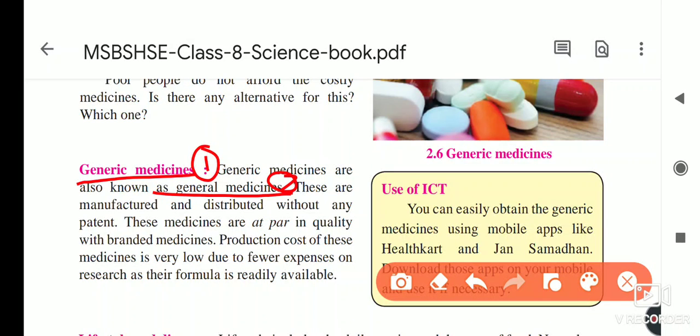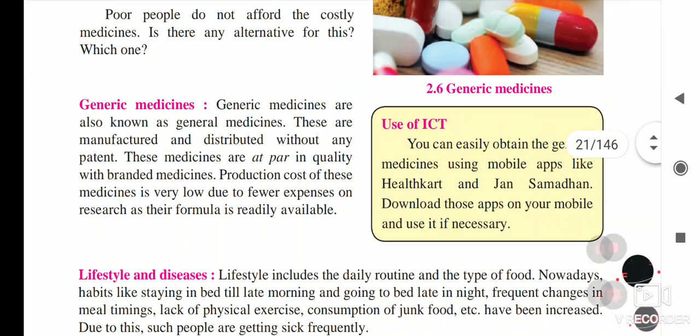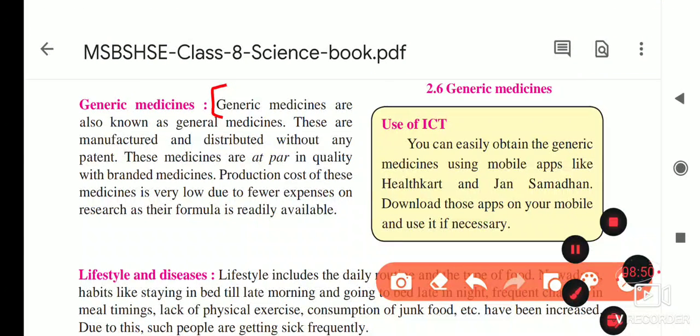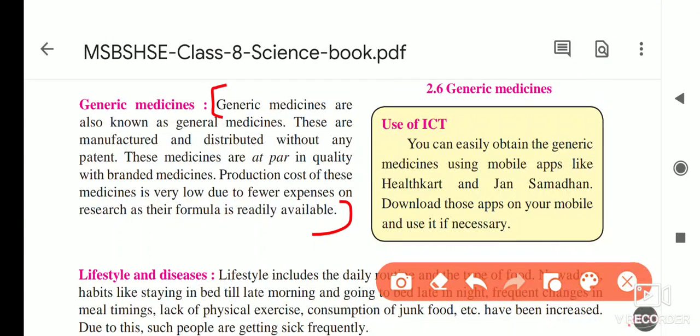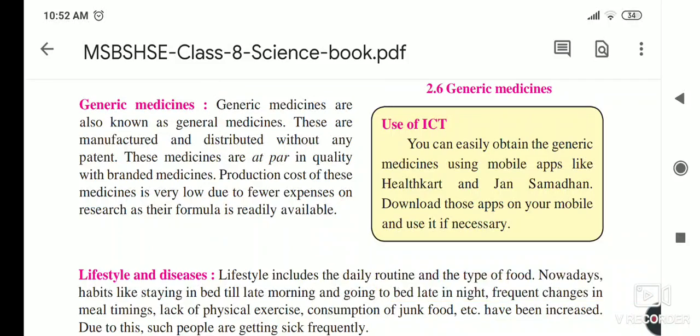Second, these are manufactured and distributed without any patent. There is no patent, that's why the cost is less. Third, these medicines act in equal quantity as branded medicines. Fourth point, the production cost of this medicine is very low, and due to fewer expenses on research, as this formula is readily available, these medicines have a low cost. That we have to write under the short note of generic medicines, but you have to write it point wise.